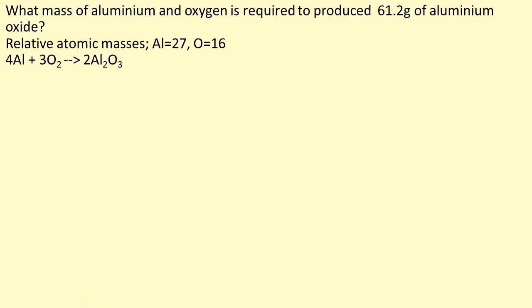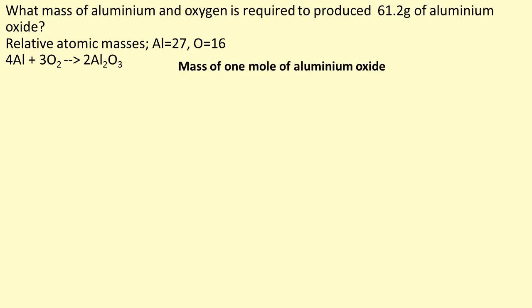What mass of aluminium and oxygen is required to produce 61.2 grams of aluminium oxide? We are trying to find a mass of aluminium and oxygen given a mass of aluminium oxide. A balanced symbol equation is given which links them together relating to their quantities in moles. Thus, the first stage will be to convert the mass of aluminium oxide into moles. In this case, we need to work out the mass of 1 mole of aluminium oxide first and can use the relative atomic mass as given.